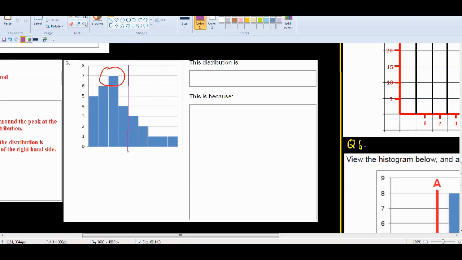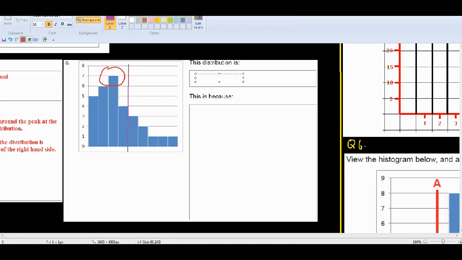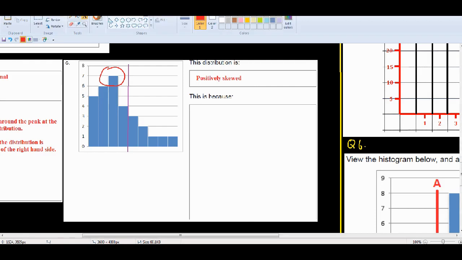But there are two types of skewness. One is positive, the other is negative. So what sort of skewness do we have? For this one it should be positive. So the distribution is, let's say, positively skewed.